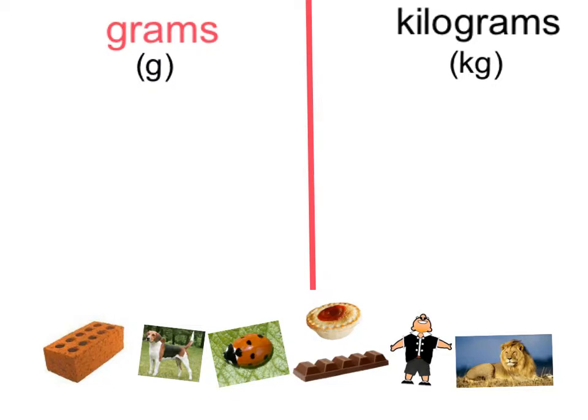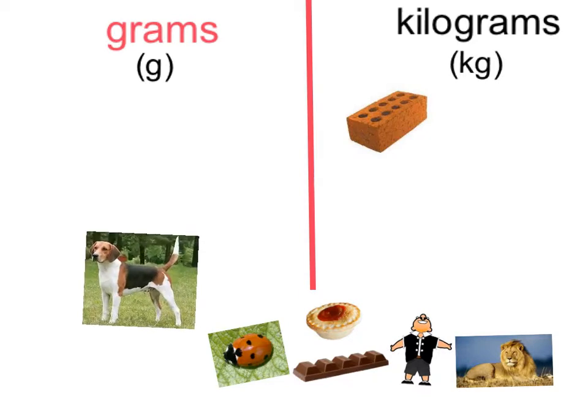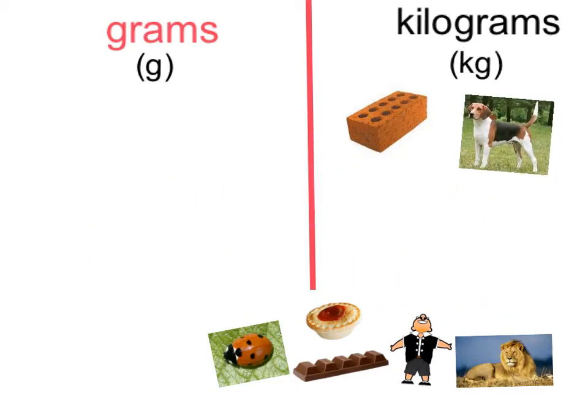So when we look at a brick, think about picking up a brick. Will a brick be quite light or will it be rather heavy? We would use kilograms to measure the mass of a brick because it is quite heavy. When we have a look at the dog here, if you were to pick up a dog, would its mass be rather heavy or would it be quite light? Yes, we would use kilograms to measure the mass of a dog.